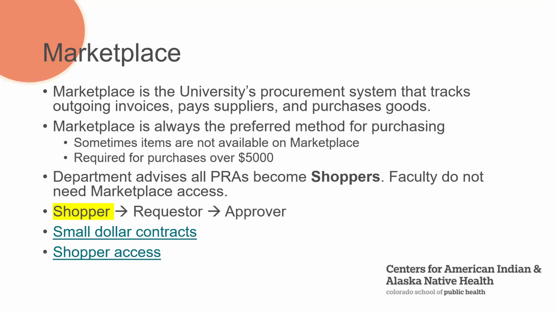And then once that contract is signed by both parties, you can either use a P card to make the purchase, and then you attach the contract when you are reconciling, or you make the purchase through Marketplace, and you then have a requisition number from creating that small dollar contract.